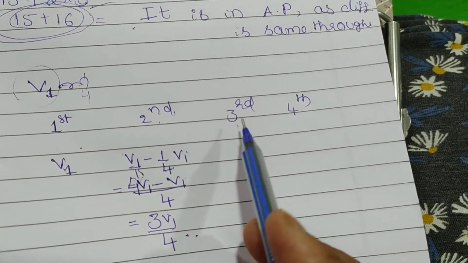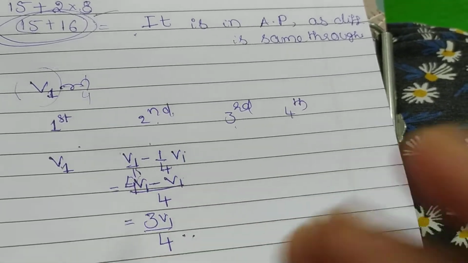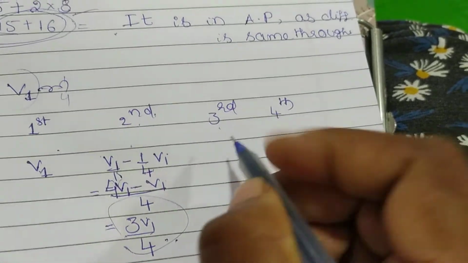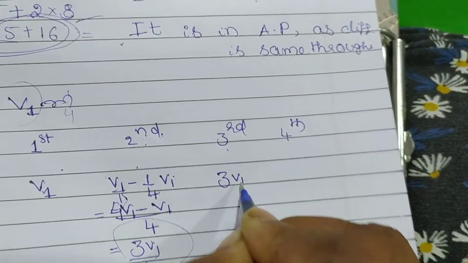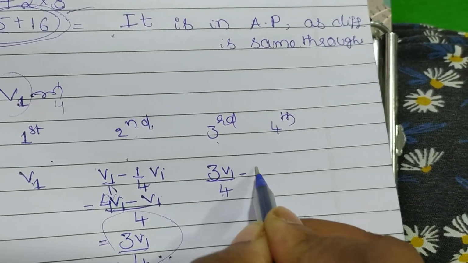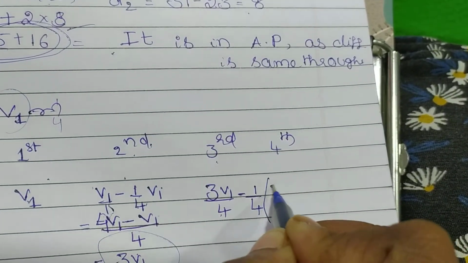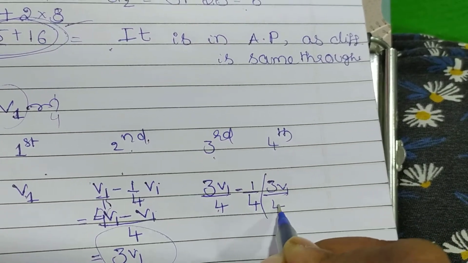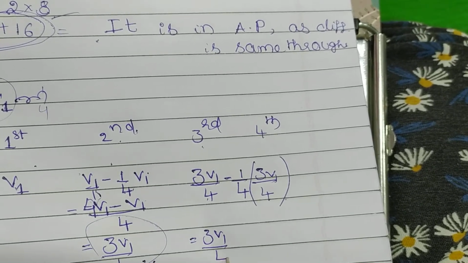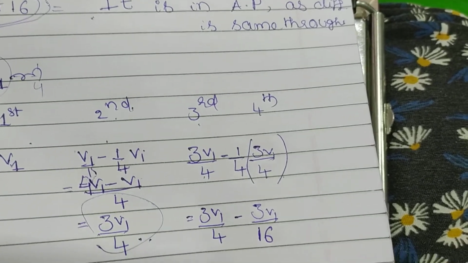In the third one, what will happen? From whatever is present in the second one, you have to remove 1/4 of what is present at that moment. For the second term it is 3V1 by 4, and from that they will remove 1/4 of it, that is 1/4 of 3V1 by 4. So how much will it be? 3V1 by 4 minus 3V1 by 16. 4 fours are 16.